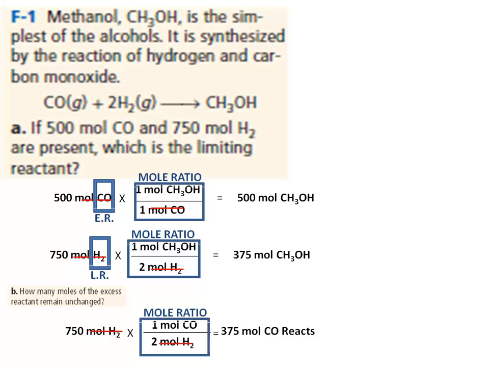Now the last step you have to do, and think about that, 375 moles of the carbon monoxide react. We're given 500 in the problem, so we have to do a subtraction problem, and we do 500 moles of carbon monoxide minus 375 moles that we just said reacted would leave us with 125 moles unreacted, or it remains unchanged. That's what's going to be left over. So that's one of the ways they can ask you a more in-depth question on it.